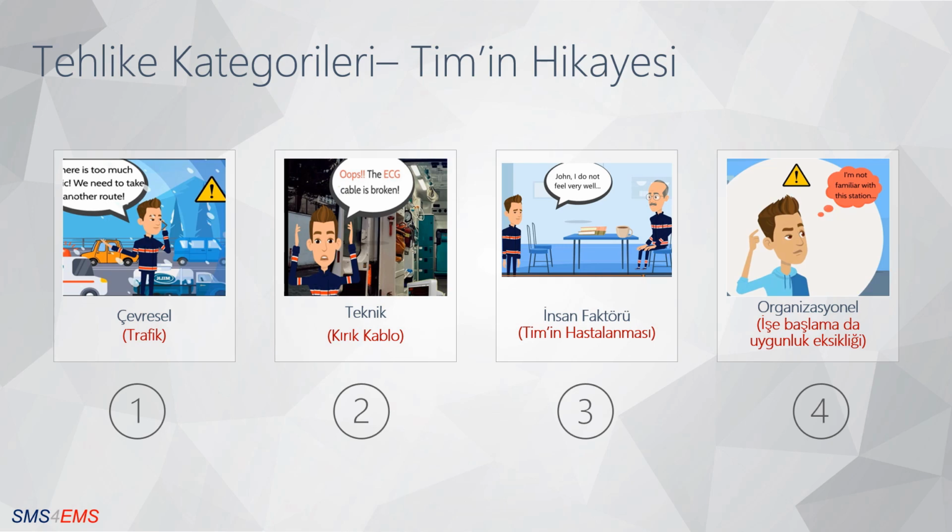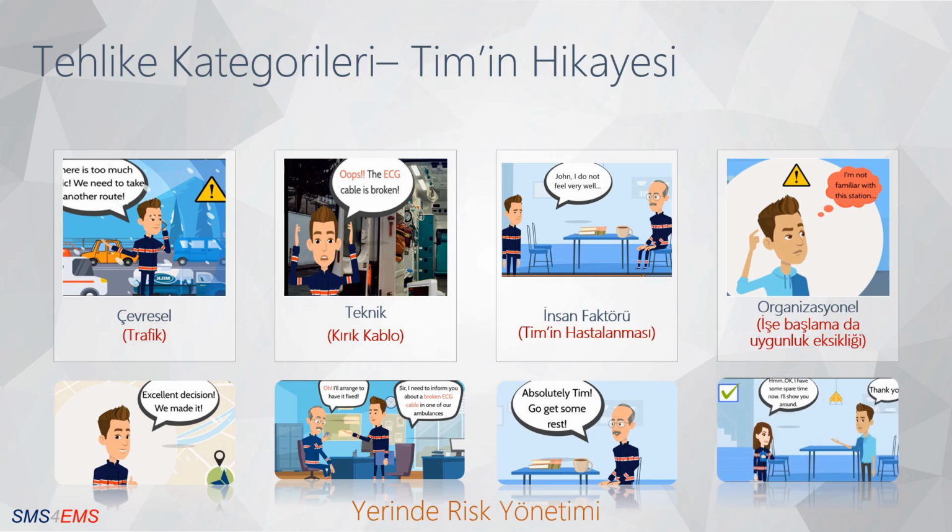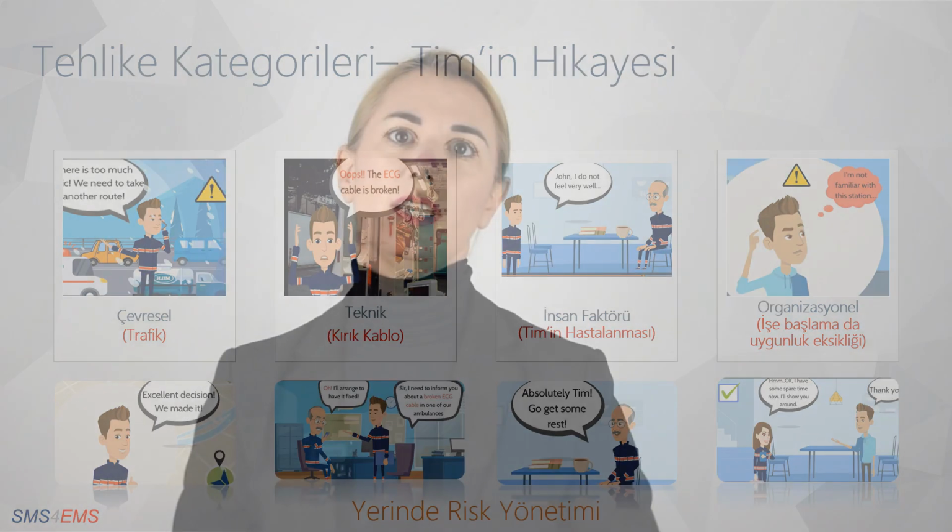Some hazards may be dealt with by taking immediate measures as they are identified. This is what we call on-the-spot risk management. Some of the hazards may need further analysis and probably additional measures to be taken by the organization. That is why it is extremely important that all hazards are reported through the organization's reporting system. We will discuss reporting in the next module. In the meantime, let's move to the next step of risk management, which is risk analysis.